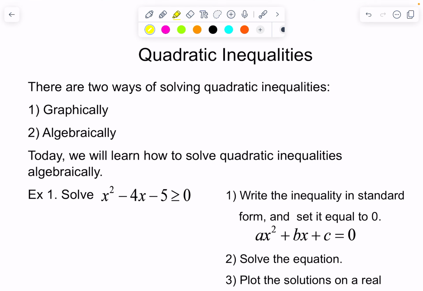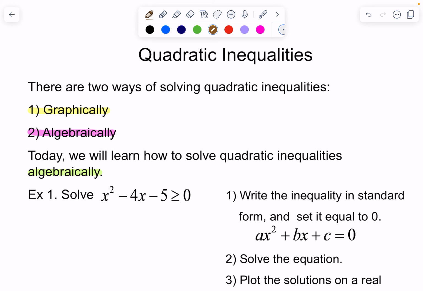Today we're going to learn how to work with and solve quadratic inequalities. Now there are two ways of solving quadratic inequalities. The first one is graphically, and the second one is algebraically. Today we will learn how to solve quadratic inequalities algebraically, and I'll explain why after this first example. So let's get right to it.